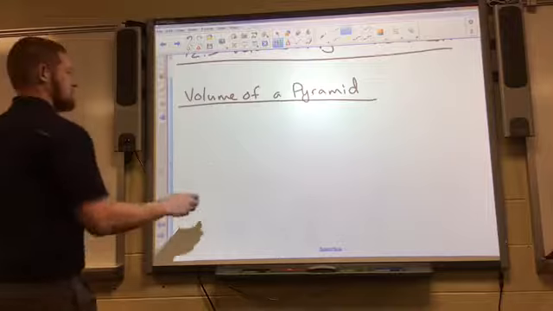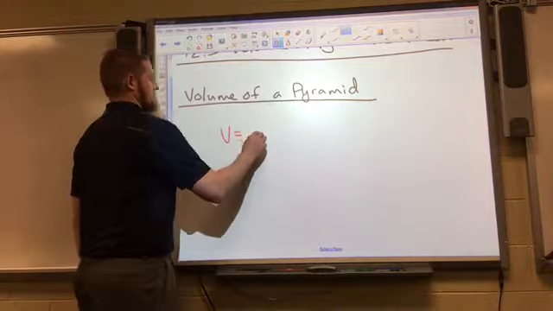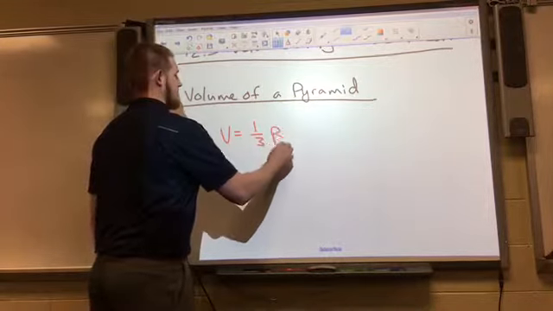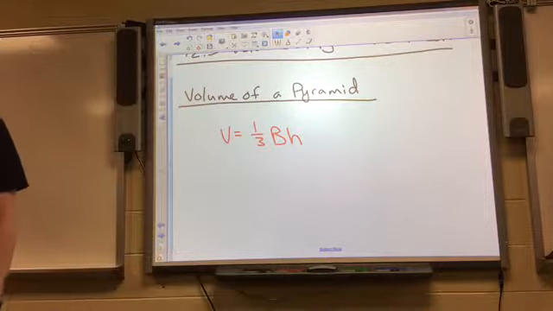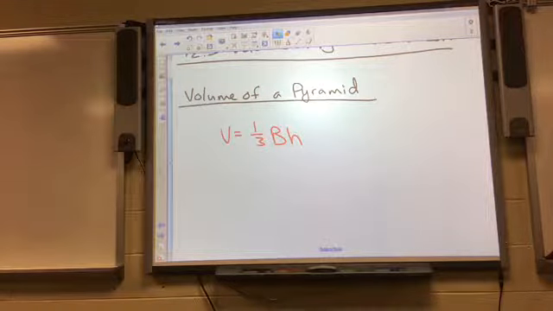Alright, volume of a pyramid. Volume equals 1/3 capital B times H. Capital B stands for area of the base. Okay, there's a lot of people in my other classes calling it just the base.